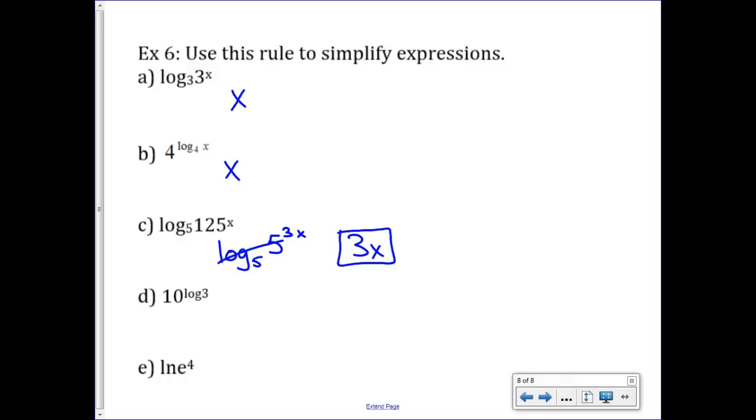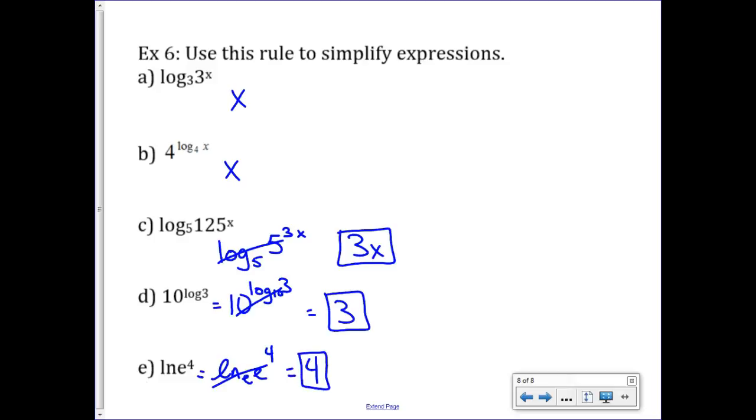Then I have 10 to the log of 3. Notice there's nothing here as the base, so remember it's 10 to the log of 3 base 10. So when we have that base 10, that all cancels, and so that's just 3 when we simplify. Then I have the natural log of e to the 4th. Well, remember, natural log has a base of e that we don't have to write. So again, those bases being the same, we just end up with 4.